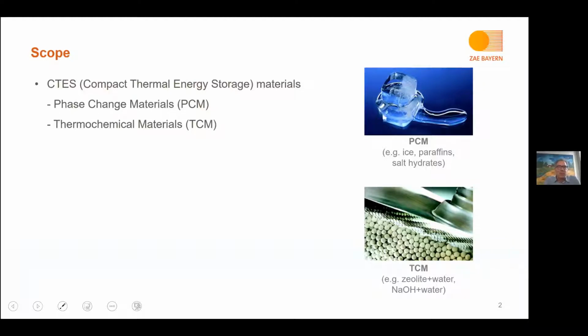So the scope of this activity is compact thermal energy storage materials. So it was clearly to see what are the possibilities of material research for this kind of thermal energy storage systems. And we looked and look still into 2 technologies, phase change materials and thermochemical processes.